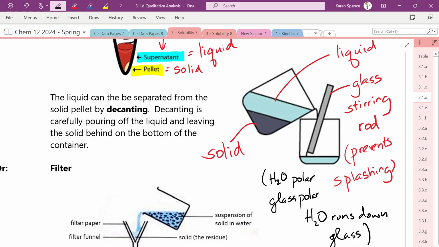It also prevents, you know how sometimes when you go to pour something, instead of pouring nicely, it'll go down the edge of the pouring thing. Well, this prevents that because it'll be like, oh, I'm happy to go to the glass stirring rod rather than go down the glass on the outside. So it's kind of a nice little technique there.